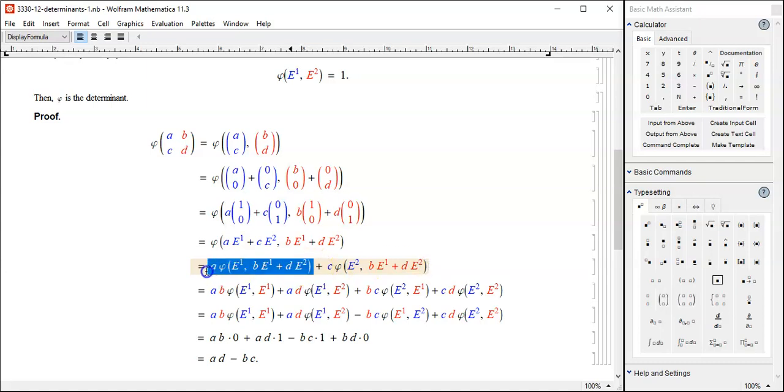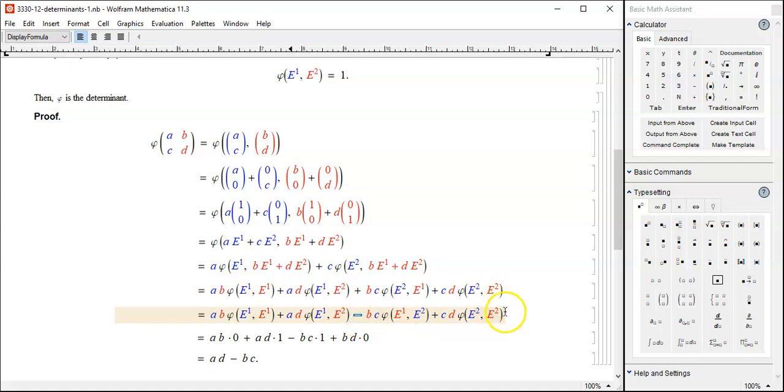Now, the first term can be decomposed with respect to the second linear combination in BE1 plus DE2. How about the second term here? We can decompose with respect to the second term, like BE1, DE2. Okay, alright. We're done applying multilinearity. Now let's look at the other properties. Do you recognize that E1 and E2, E2, E1? Oh, alternating, so switch those two and get E1, E2, and that'll give me a negative sign.